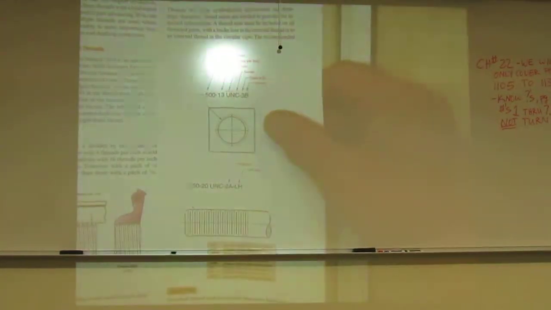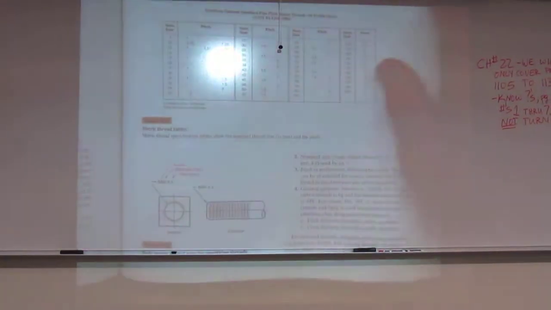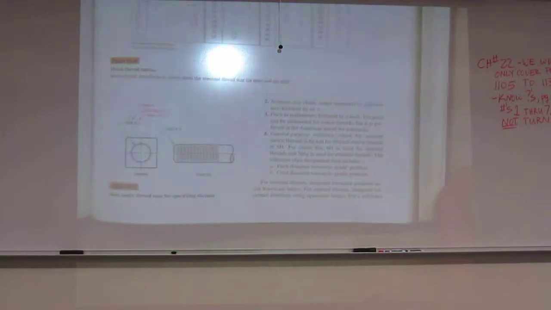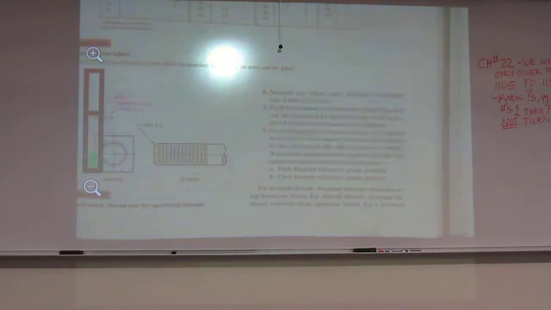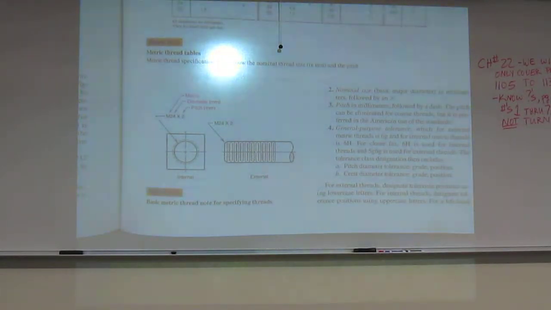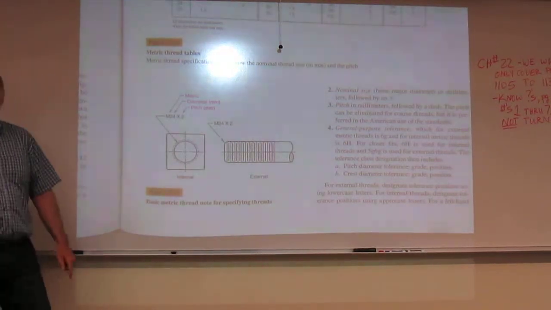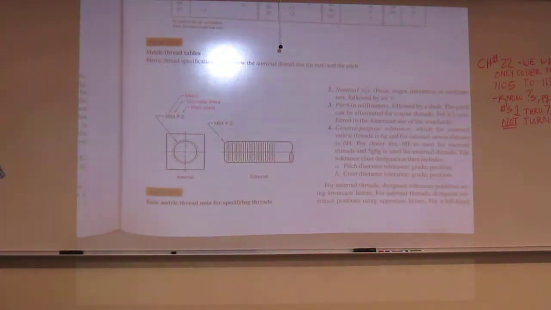So the English version, 913. The metric version, I'm only going to go this deep on page 917, which is diameter and pitch. What does the M signify? Metric. Yep. And that is part of your note. We're supposed to put the diameter symbol before the end. Yep. Diameter goes right before it.